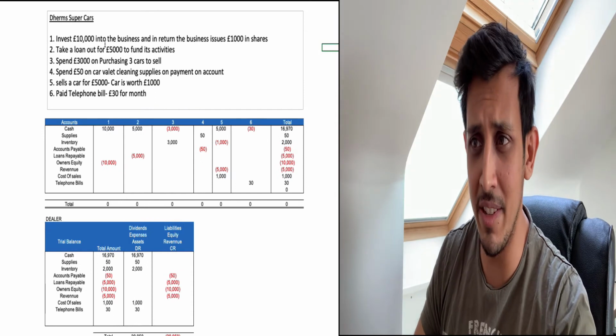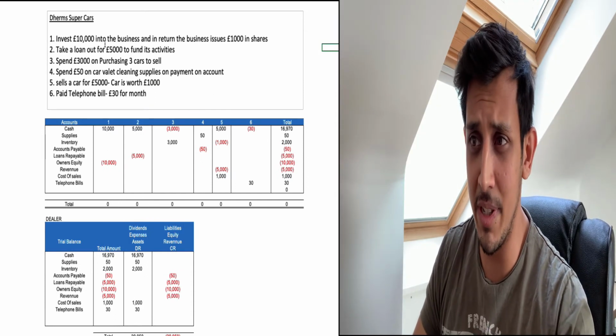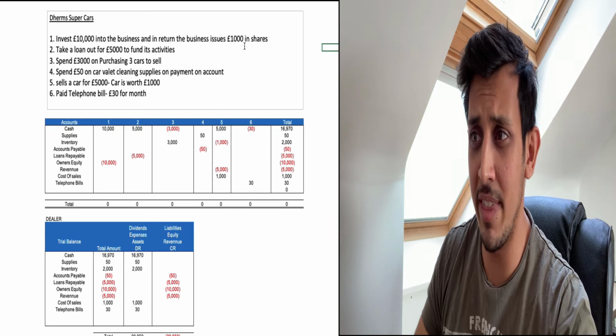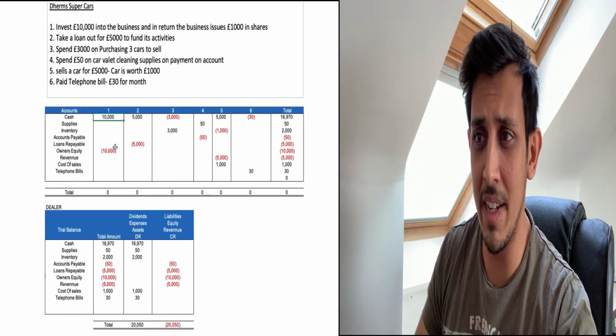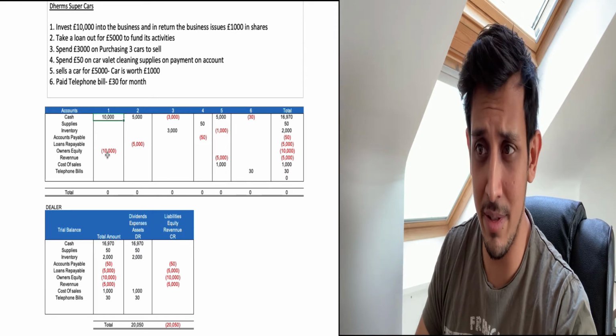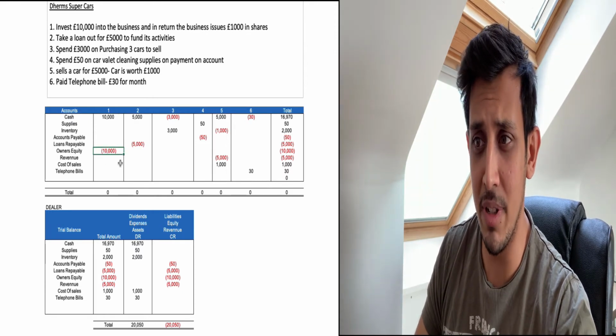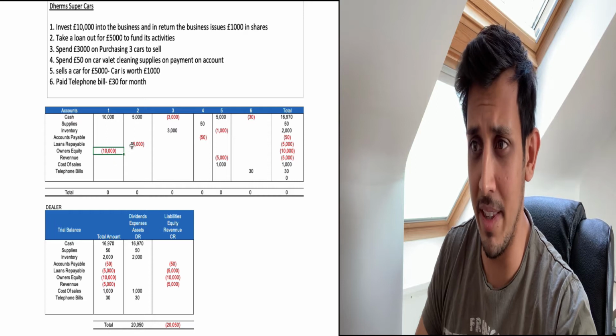If I take my £10,000 that I've invested into the business in cash, and the £10,000 that I get in return for equity, basically I debit cash 10,000 and I credit my owner's equity account by 10,000.